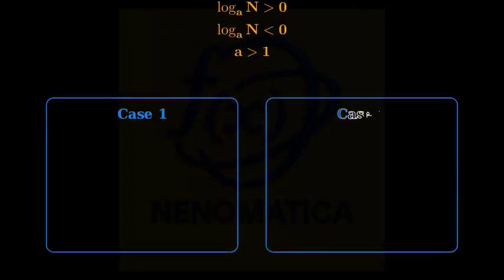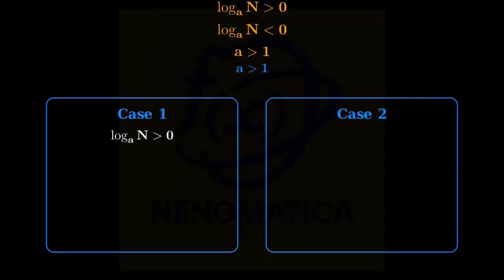On the left, we handle log base a of n greater than 0. On the right, we handle log base a of n less than 0. Remember throughout that a is greater than 1, so the exponential function a to the x is increasing and inequalities keep their direction. Case 1 follows 3 simple lines.